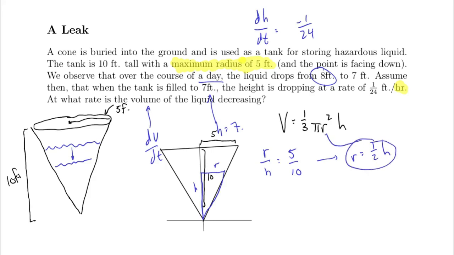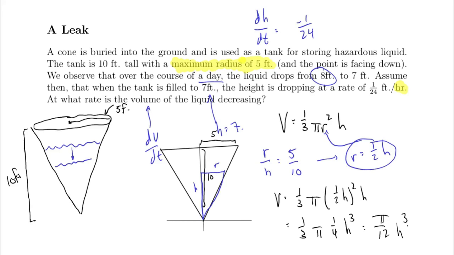Let's take this, plug it in here, and never worry about the radius again. Here's a new formula for the volume of this specific cone with this ratio in side lengths. The volume is 1/3 pi times a half h squared times h, or 1/3 pi times a quarter times h cubed now. All right, finally, pi over 12. Let's get all the coefficient stuff right at the beginning, h cubed. This is the volume formula that we're going to go ahead and differentiate using implicit differentiation.